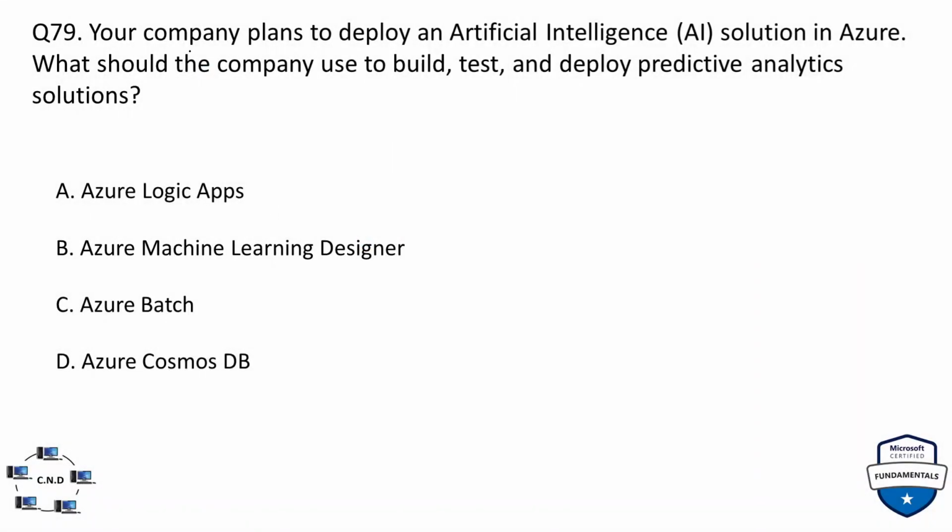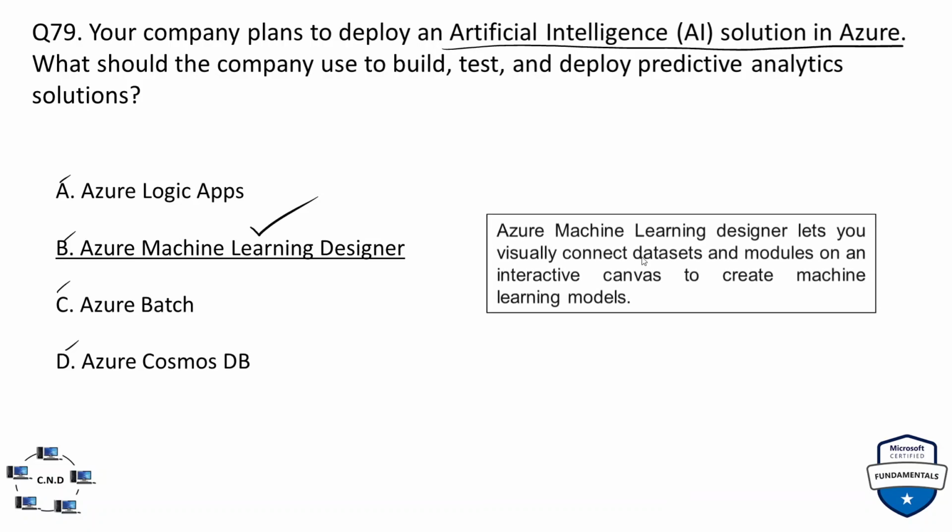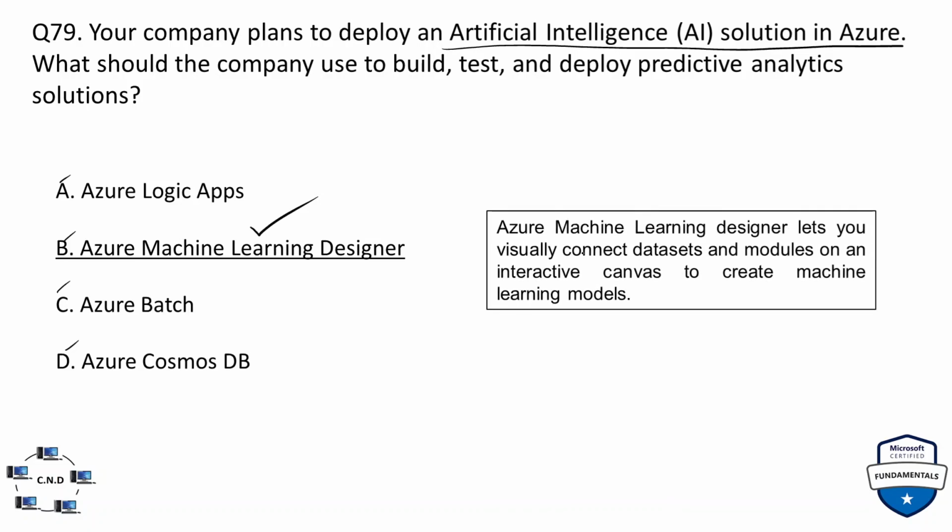Question number 79 is that your company plans to deploy an artificial intelligence solution in Azure. What should the company use to build, test, and deploy a predictive analytics solution? The options are option A, Azure Logic Apps, option B, Azure Machine Learning Designer, option C, Azure Batch, and option D, Azure Cosmos DB. And the correct option is the Azure Machine Learning Designer. The Azure Machine Learning Designer lets you visually connect datasets and modules on an interactive canvas to create machine learning models.